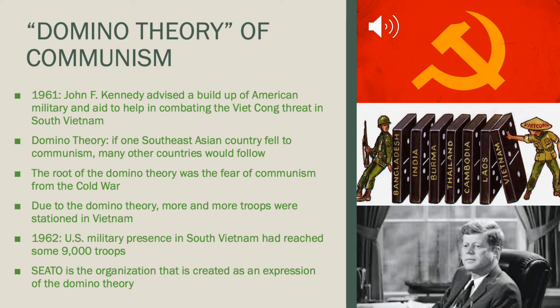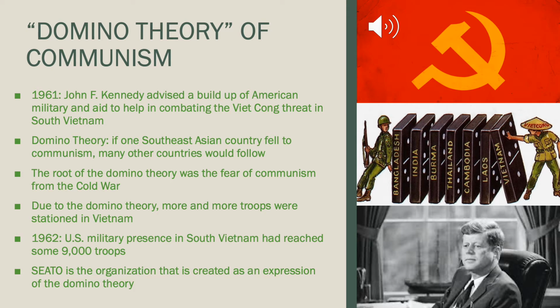In 1961, John F. Kennedy advises a buildup of American military in Vietnam to help combat the Viet Cong. And this mostly has to do with the domino theory. This is a theory that was put together by Dwight D. Eisenhower, and it states that if one Asian country in the Southeast was to fall to communism, many other countries would follow. And the root to this domino theory was the fear of communism that came from the Cold War.